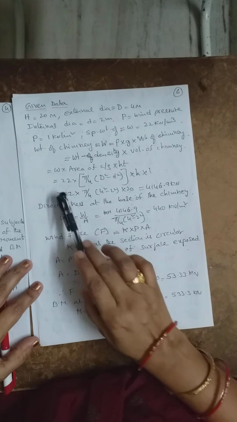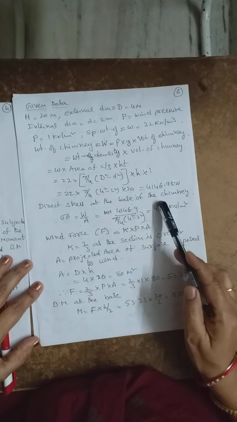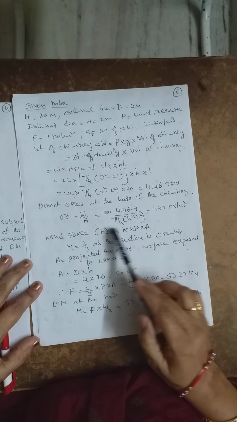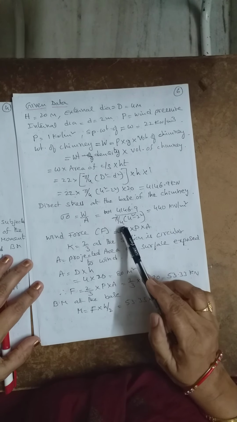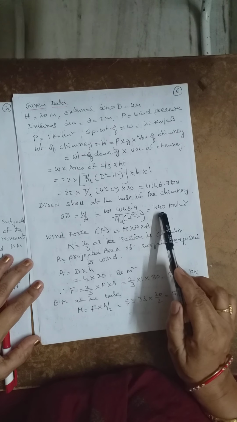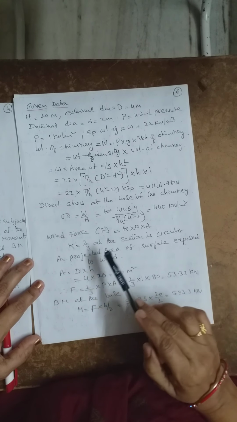So that is a weight we already found here, the weight of the chimney. The last step is 4146.9 divided by area, which is again pi by 4 into 4 square minus 2 square. 4 is the external diameter and 2 is the internal diameter. So this comes to, after simplification, 440 kilonewtons per square meter.